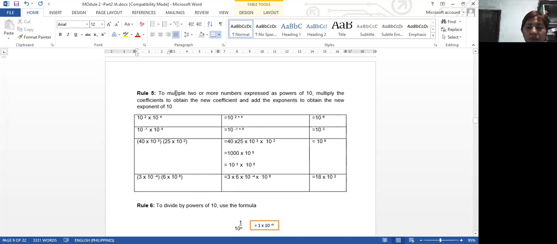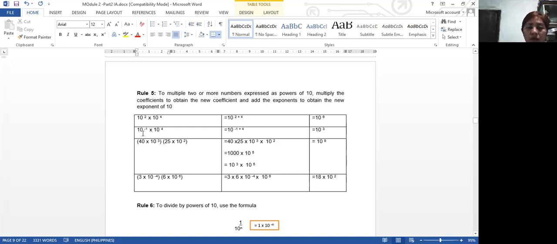Okay, so we have here rule 5. To multiply 2 or more numbers expressed as powers of 10, multiply the coefficients to obtain the new coefficient and add the exponents to obtain the new exponent. So meaning to say you just have to add the exponents. For example here we have 10 squared times 10 to the 4th. We'll just have to add exponents. So 2 plus 4, it's 10 raised to the 6th power.